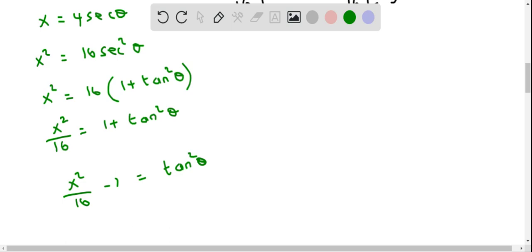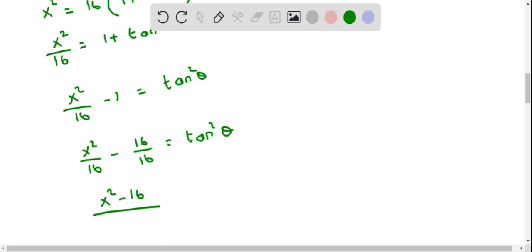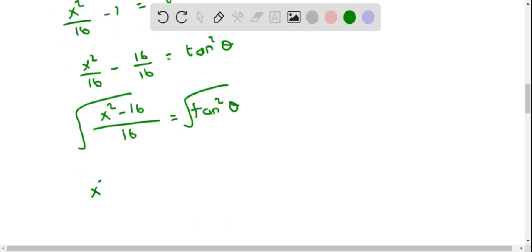Let's simplify this left side expression. We write this 1 as 16 by 16, so x squared by 16 minus 16 by 16 equals tangent square theta. And so this equals, we now have a common denominator, x squared minus 16 over 16 equals tangent square theta. Taking the square root on both sides, we get tangent theta equals the square root of x squared minus 16 divided by the square root of 16, which is 4. And the square root of tangent square theta is tangent theta.